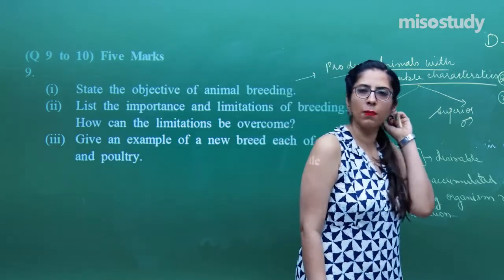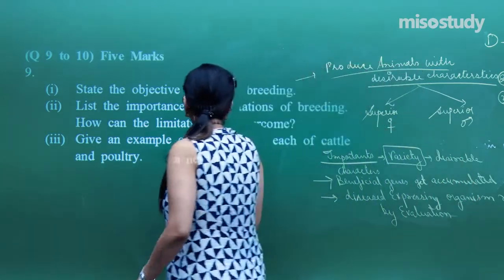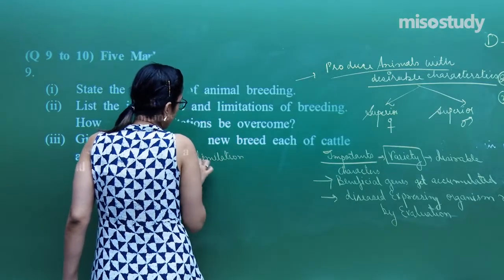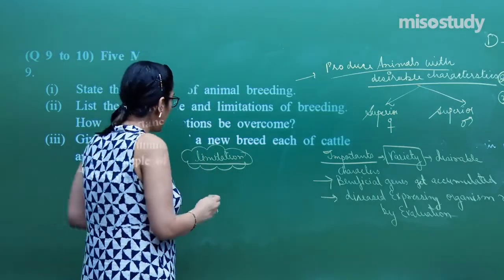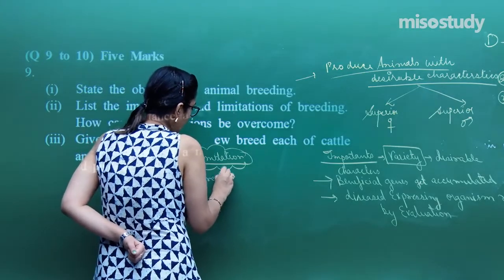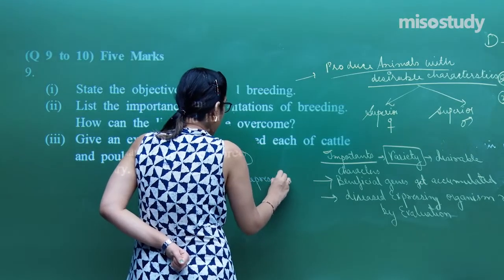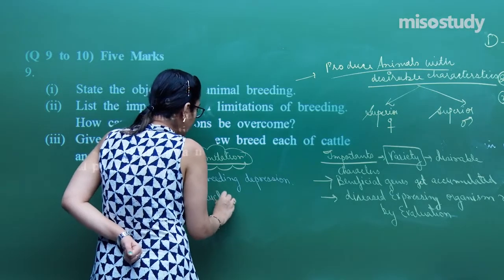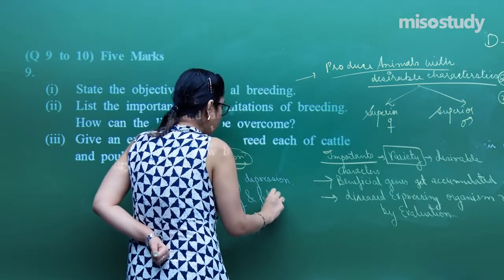And also let's talk about some of the negative things, or the limitations. What are the limitations? Limitations, as I have discussed: first, inbreeding depression comes. And the second is that the overall productivity and fertility is reduced.